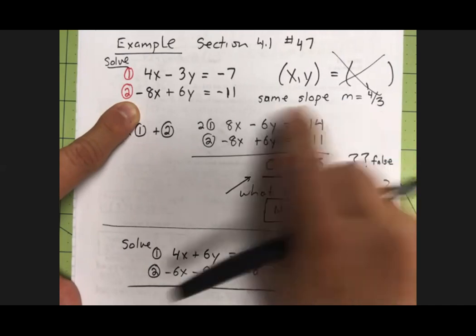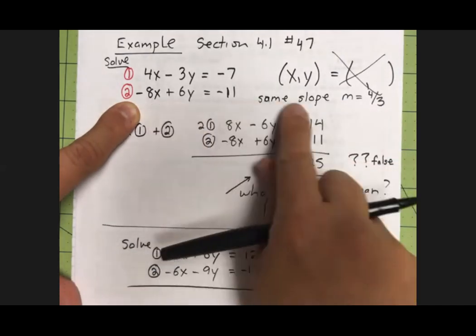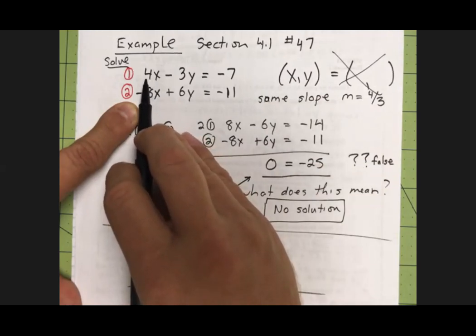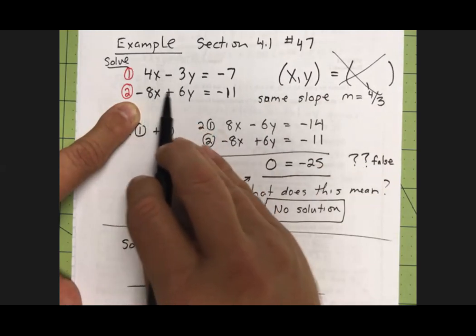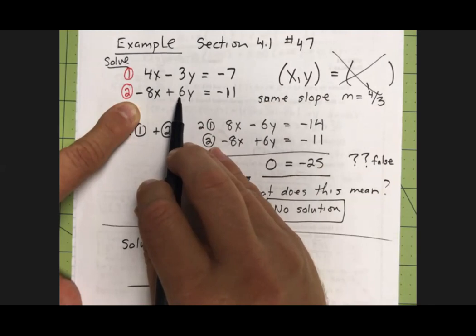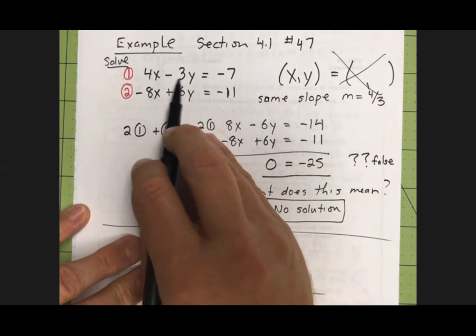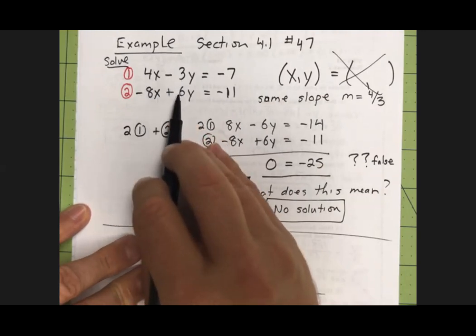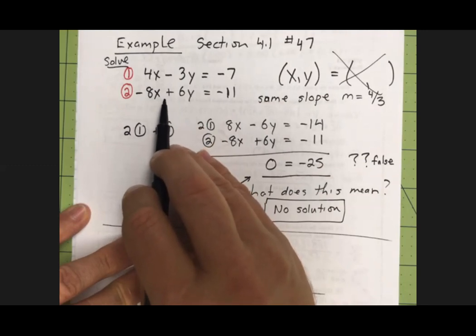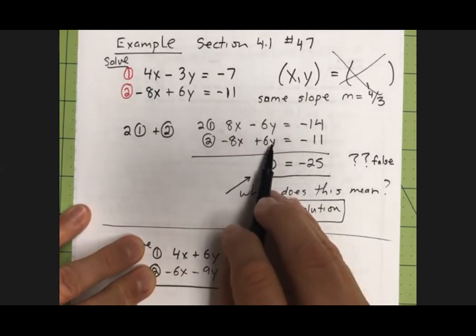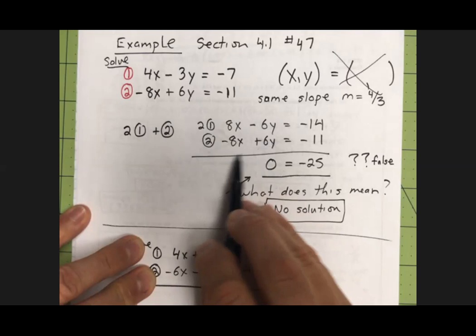Now, could I have known that they had the same slope without solving for y? Actually, yes, because they both had a 4:3 ratio. But that's not enough. They both had a 4:3 ratio with one minus sign. So I should have been suspicious that something was odd here, because when they had the same ratio, that made both the variables die at the same time.